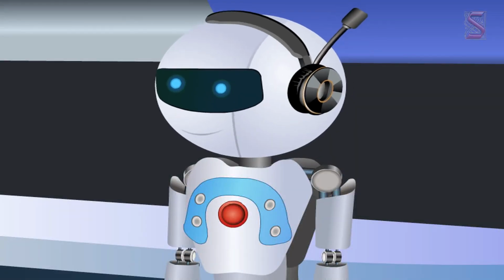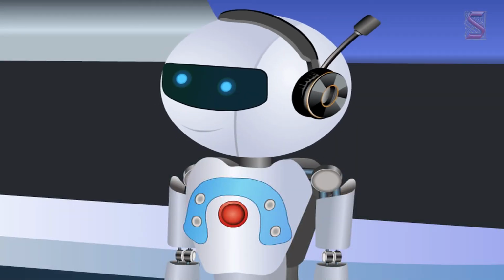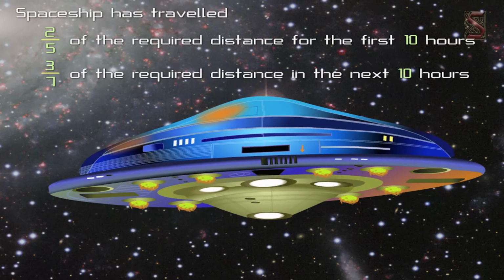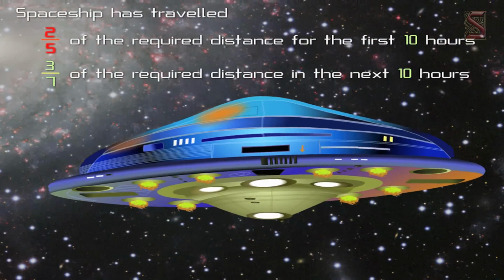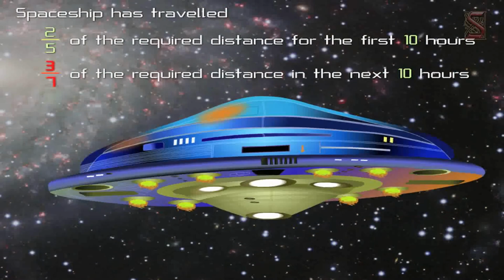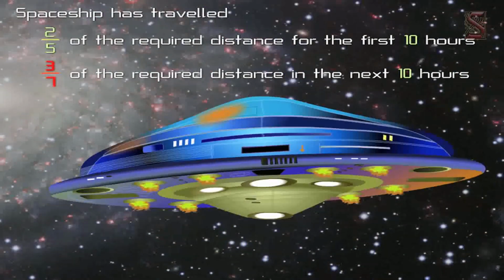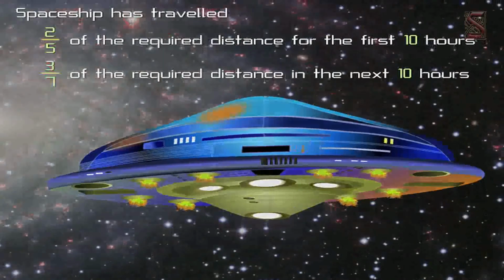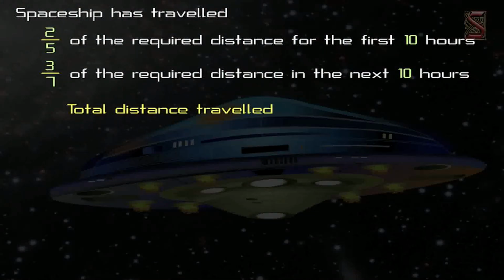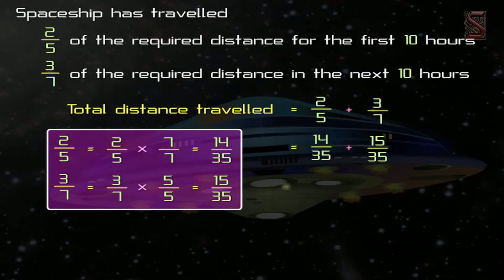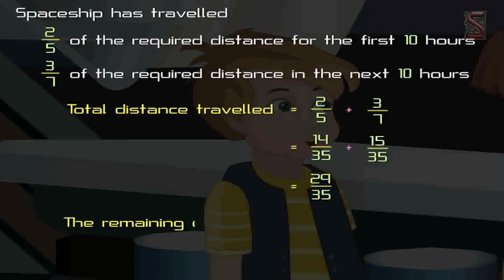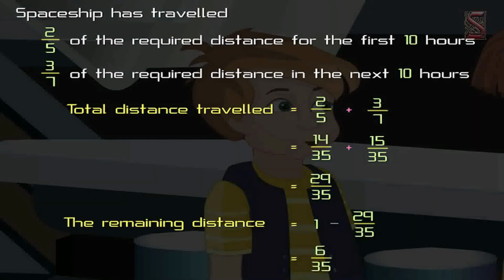Now you can solve our spaceship problem. Sure, it travelled 2 by 5 of the required distance for the first 10 hours and 3 by 7 of the required distance in the next 10 hours. The total distance travelled can be found by adding 2 by 5 and 3 by 7, which equals 29 by 35. The remaining distance can be found by subtracting 29 by 35 from 1, which equals 6 by 35.